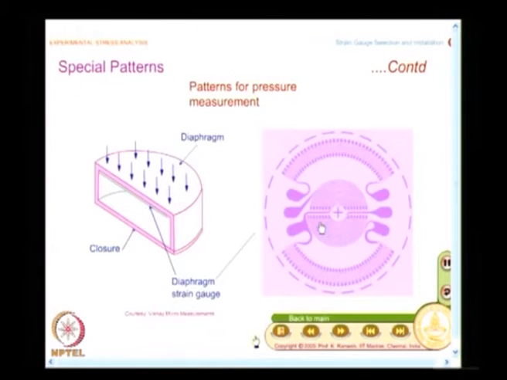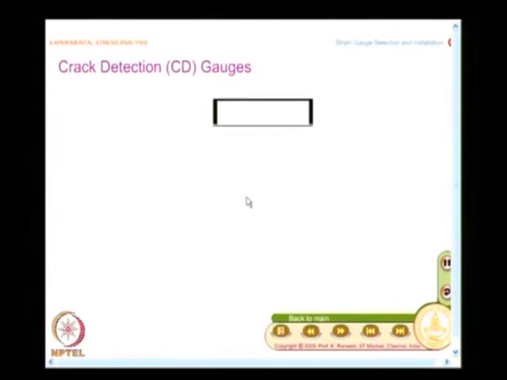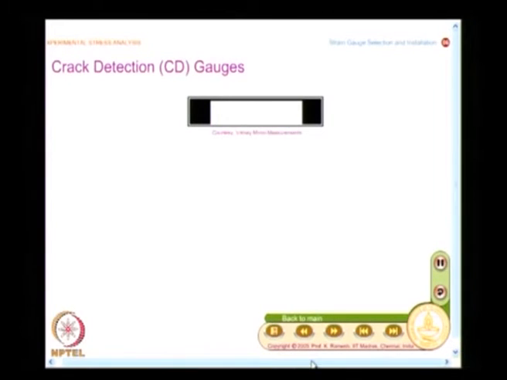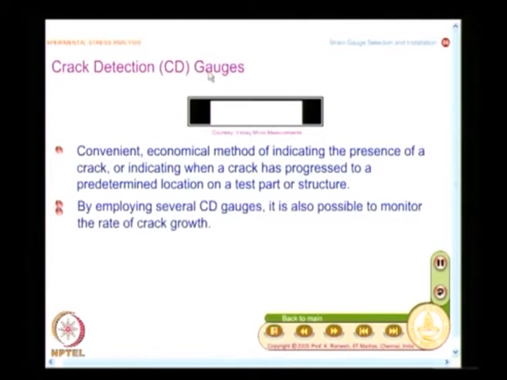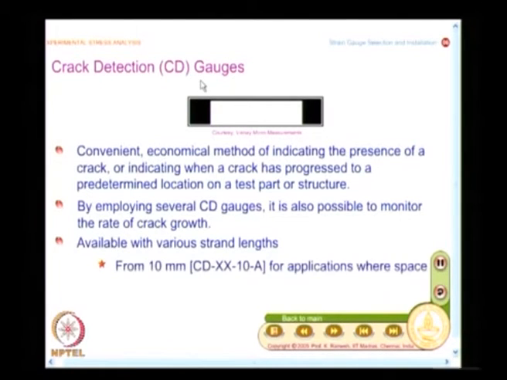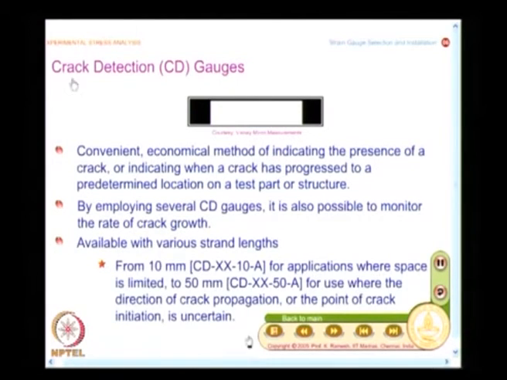So, this will measure the tangential strain, circumferential strain or tangential strain. So, you have a special pattern meant for measuring pressure, and you also have, because you have an etching process, special gauges. These are not essentially meant for strain measurement, because fracture mechanics is becoming very important. You also have what are known as crack detection or CD gauges.